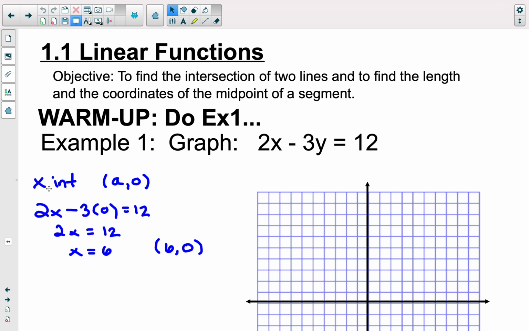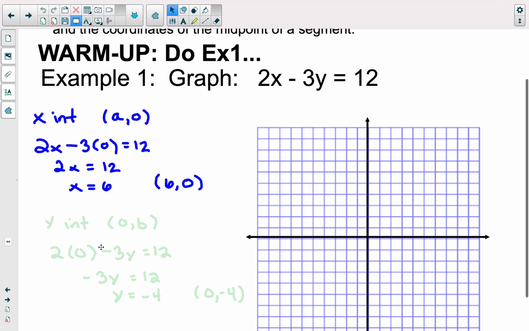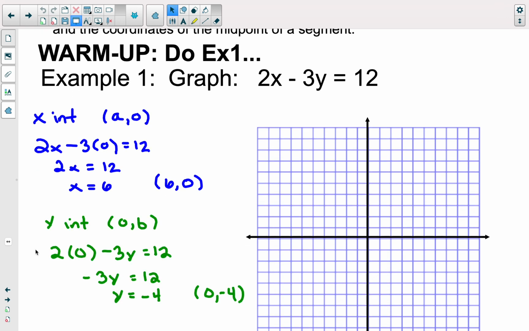do is find the x-intercept first, so we're going to plug 0 into y in the equation here. And we end up with x equals 6, giving us an x-intercept, which must be written as a coordinate point, (6, 0). And then we're going to repeat this process for the y-intercept, where we plug 0 into the x variable and solve for y, giving us y equals -4, a y-intercept here at (0, -4).